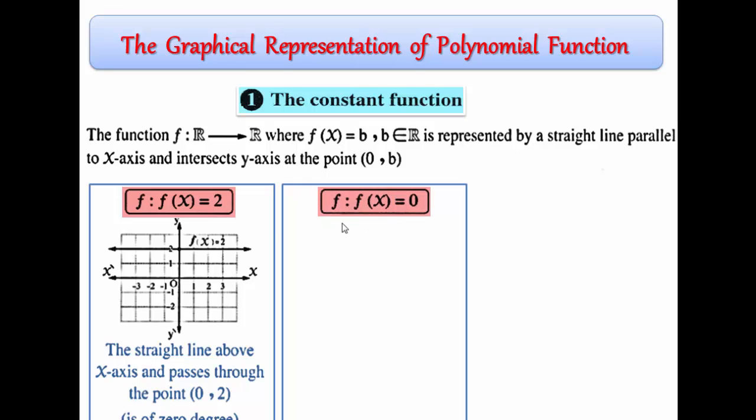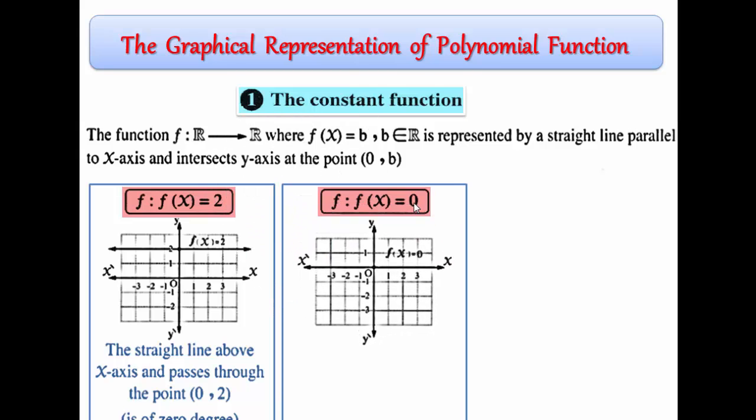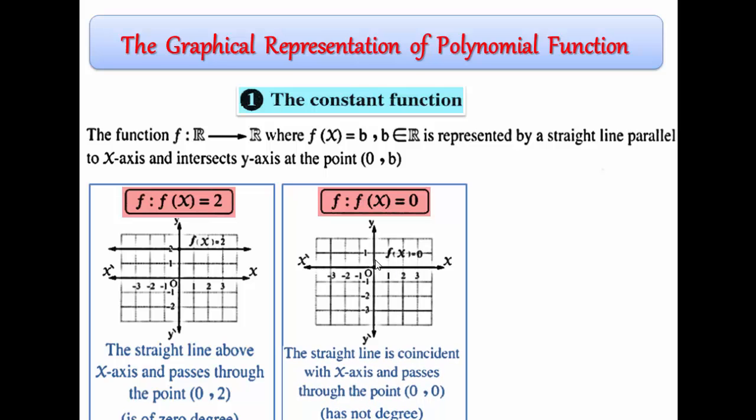Next example, if f of x equals 0, we will represent it like that. The straight line will be coincident with the x-axis and perpendicular to the y-axis, as shown. The straight line coincides with the x-axis and passes through the point (0, 0). Here it has no degree.